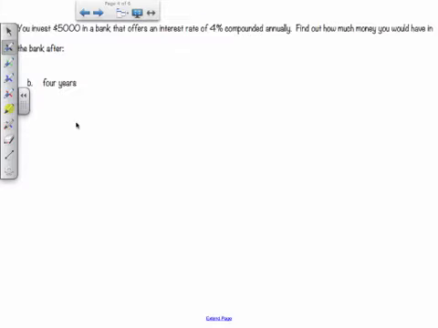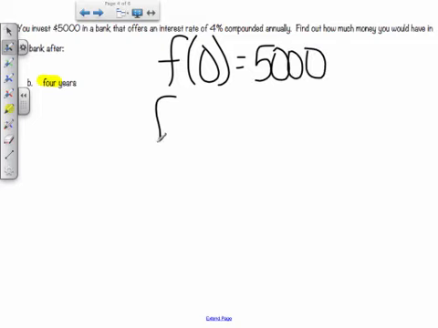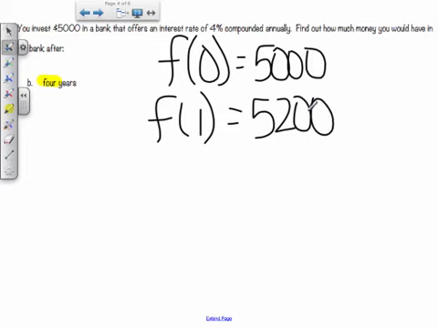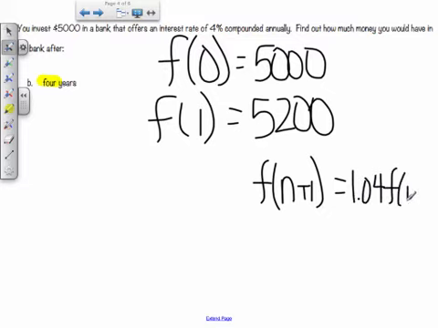So now I have to do the same thing, except this time it's going to be after 4 years. I know that after 0 years, right at the beginning, I had $5,000. And I know that after 1 year, I have $5,200. So now I have to figure out how much it's going to be after 2 years. Well, after 2 years, it's just going to be 104% of what it was after 1 year, because each year it's 4% of the previous amount. So here's your recursive formula right here. You don't have to write this down. I just want to make sure that you guys kind of get this. So the recursive formula is f sub n plus 1 equals 1.04 times f of n.